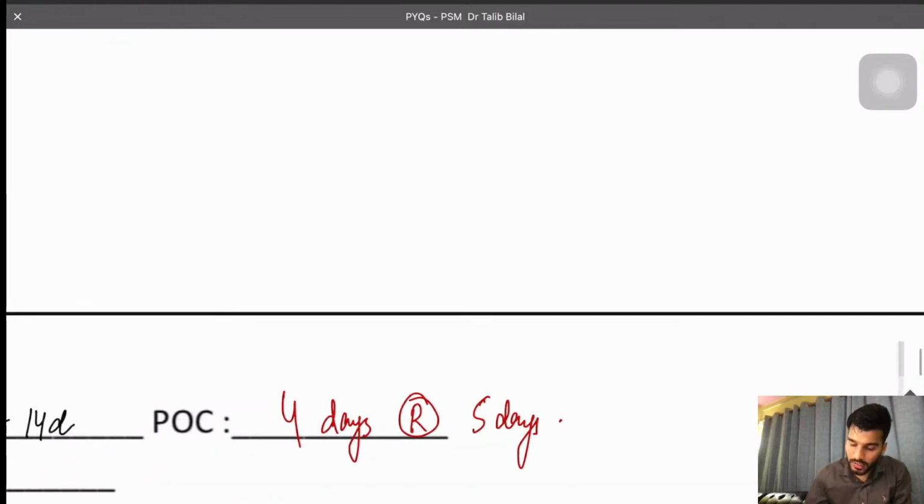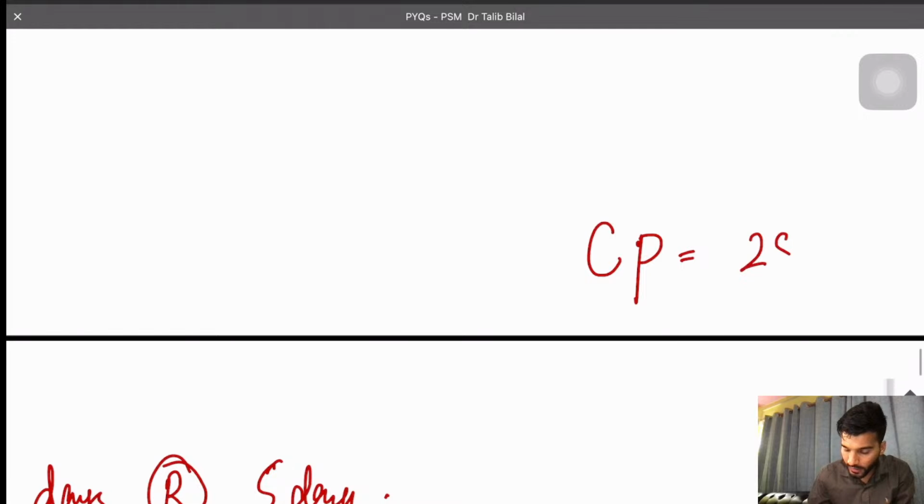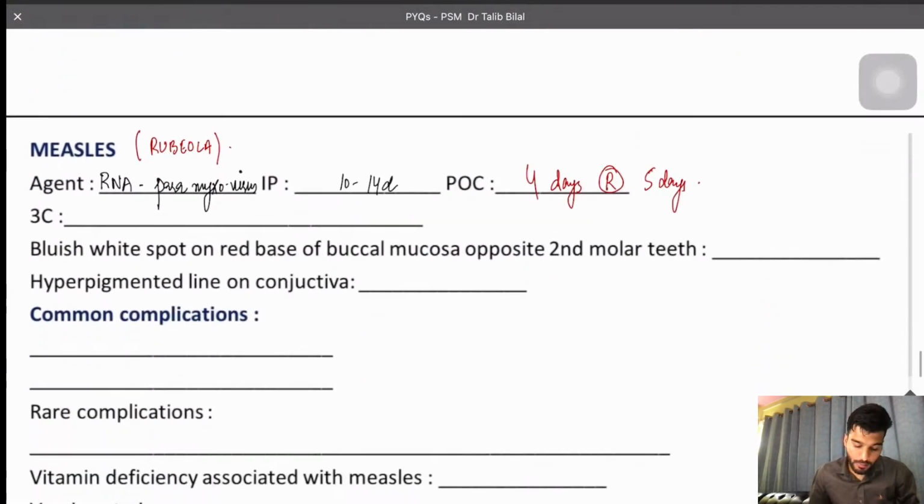Chicken pox, if you have to remember, CP. It's not cannot place, it's chicken pox. Chicken pox is 2-5. 2 days before the rash and 5 days after the rash. Period of communicability. Remember these 2 diseases.